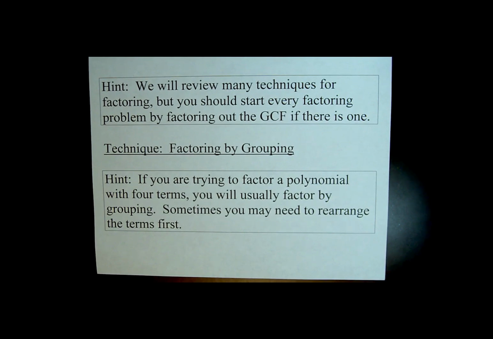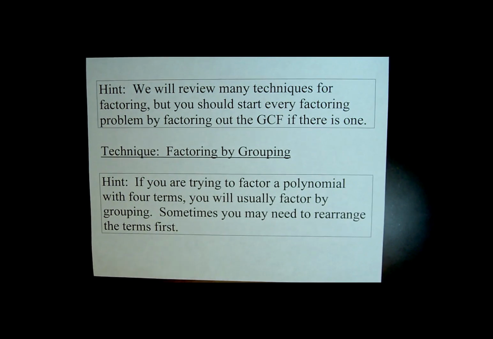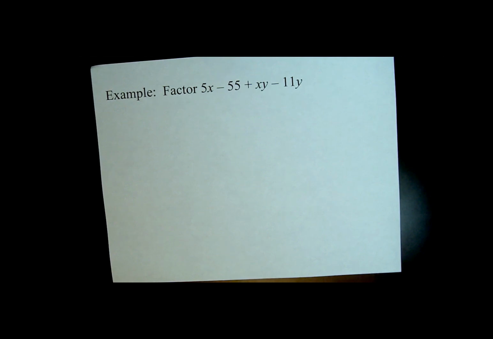Okay, that said, the technique we'll review is factoring by grouping, and I've got another hint for you right away, and that is that if you're trying to factor a polynomial that has 4 terms, you will usually factor by grouping. Now, sometimes you may need to rearrange the terms first. I'll just mention that right here. Okay, so factor 5x minus 55 plus xy minus 11y. I see there are 4 terms, so I immediately think, I'm probably going to factor by grouping.